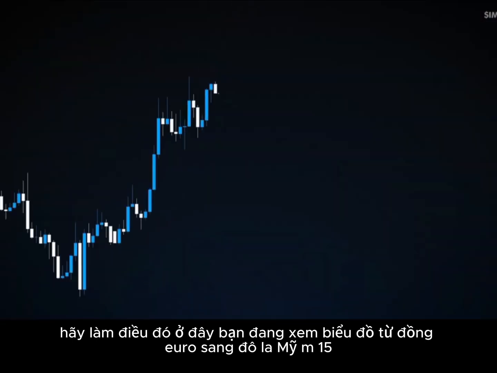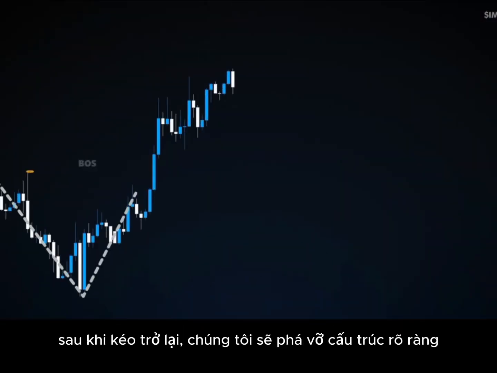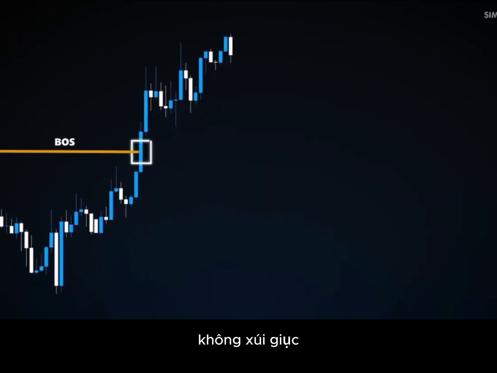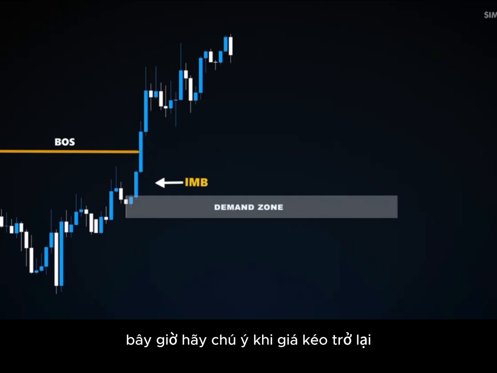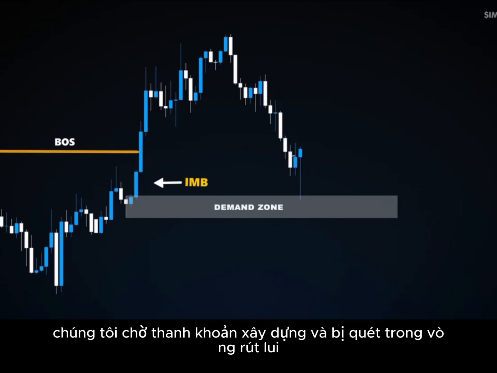Let's do it. Here you're looking at the Euro to US dollar M15 chart. After a pullback, we get a clean break of structure. No inducement, just one unmitigated demand zone sitting below an imbalance. Now pay attention. As price pulls back, we don't take an entry immediately. We wait for liquidity to build and get swept within the pullback.